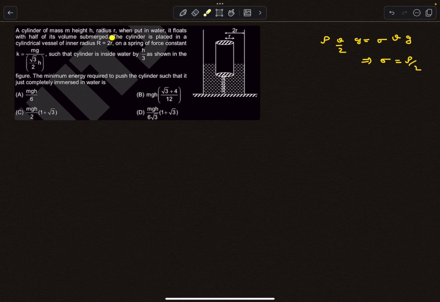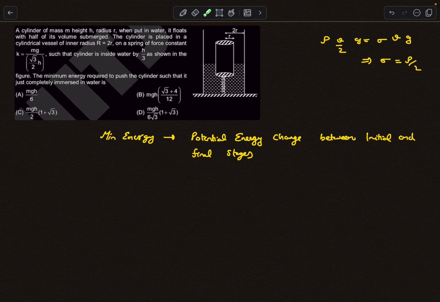Then they have mentioned the cylinder is placed in a cylindrical vessel of inner radius 2r, which is double the radius of the cylinder, and on a spring whose force constant K is given, such that the cylinder is inside the water by h by 3. So now 1/3 of the volume is actually submerged in the presence of the spring. In this case, we have to figure out the minimum energy required to push the cylinder such that it is completely immersed in water. When they say minimum energy, it essentially means that we are doing it in such a way that the cylinder does not accelerate. So it's just the potential energy change between the initial and the final stages.